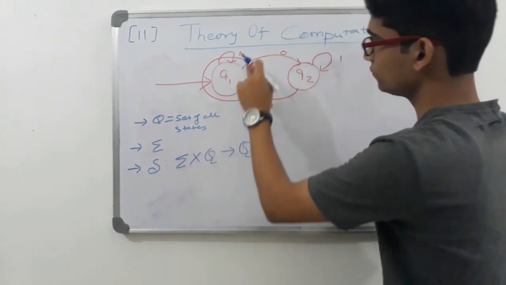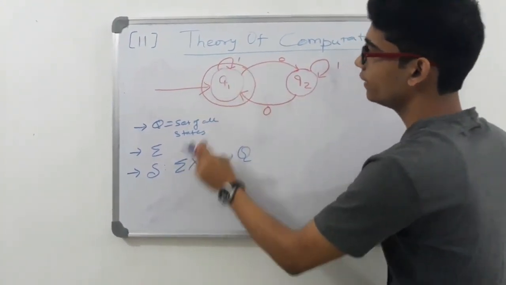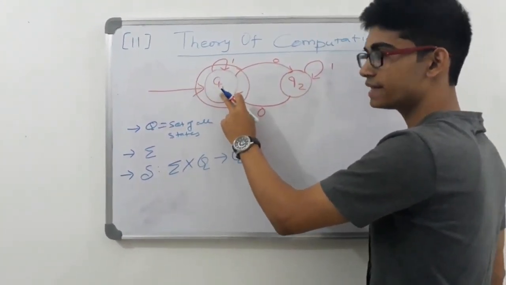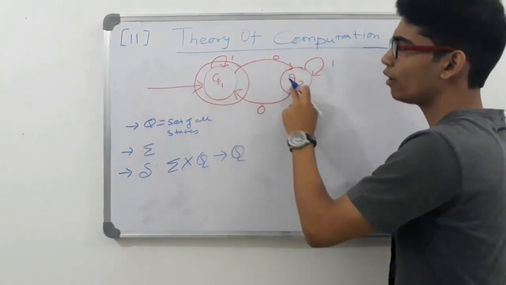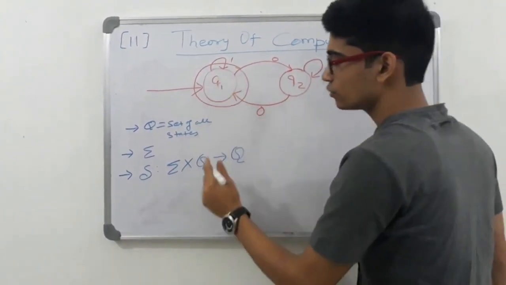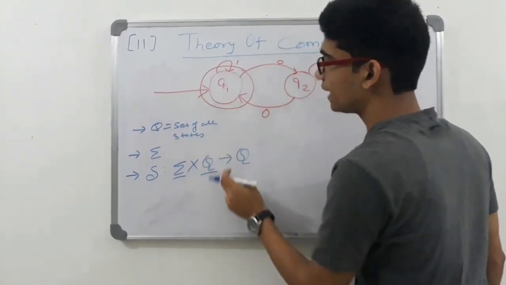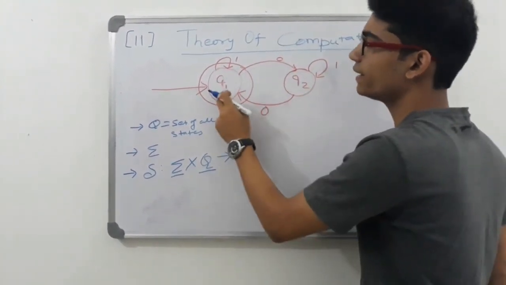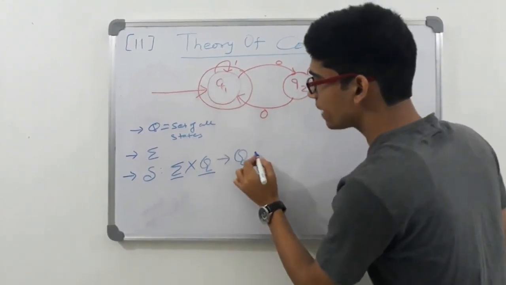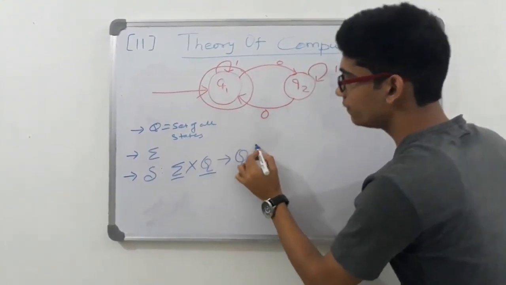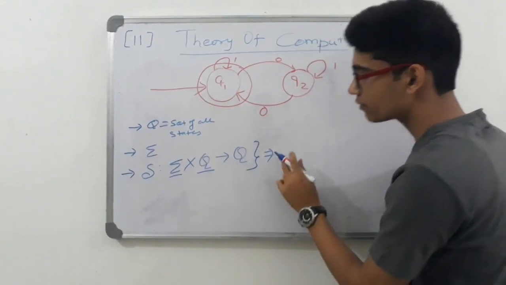Isn't it? We receive a symbol at some state and go to another state, or we remain at one state. So after receiving a symbol at some state, we either go to another state or remain at the same state. So this is the mapping of states. We will be clear on this idea when we draw the transition table.